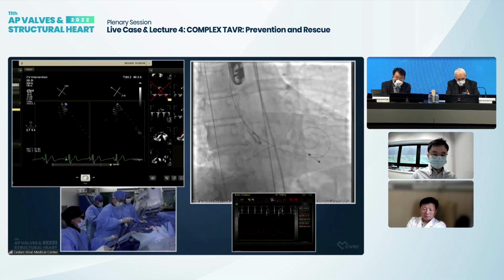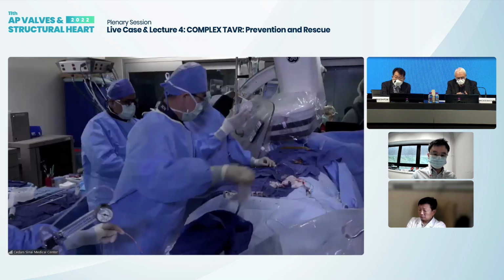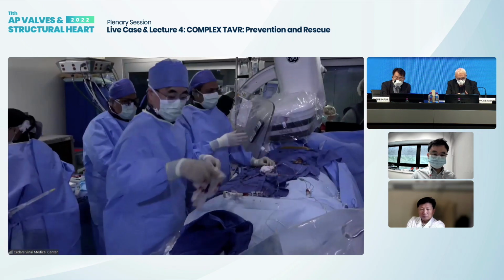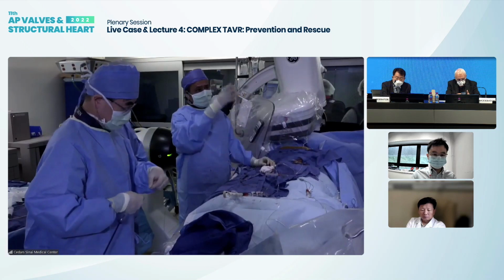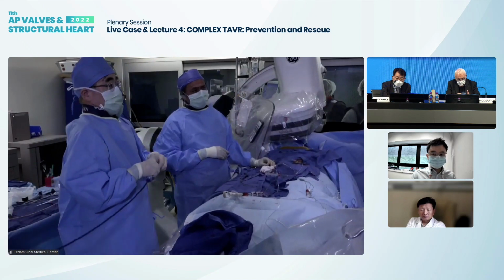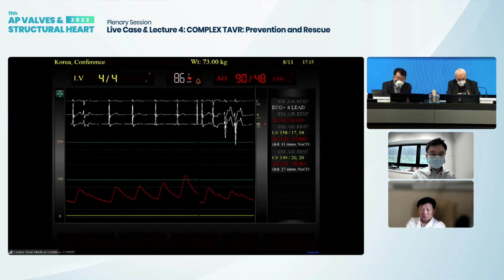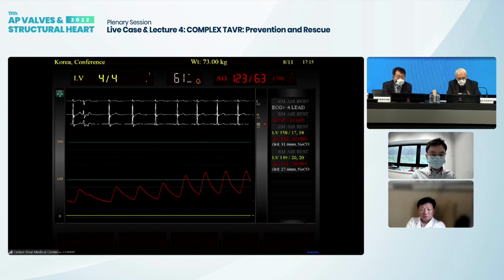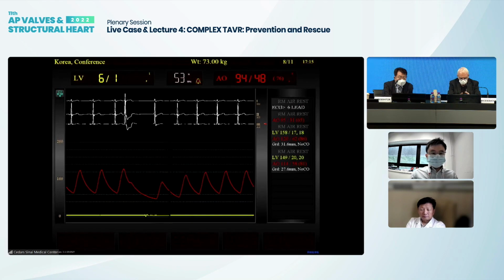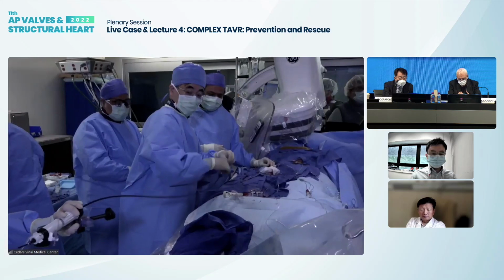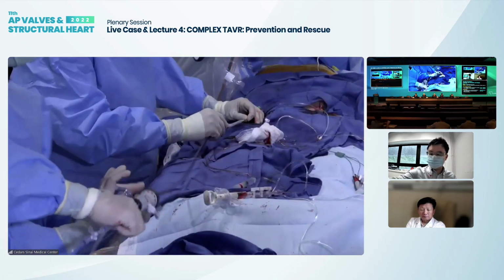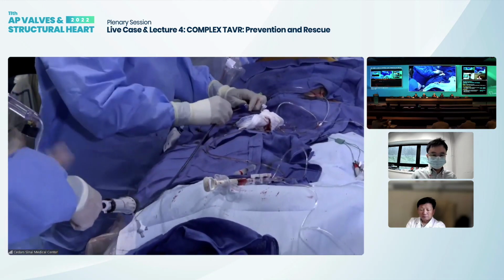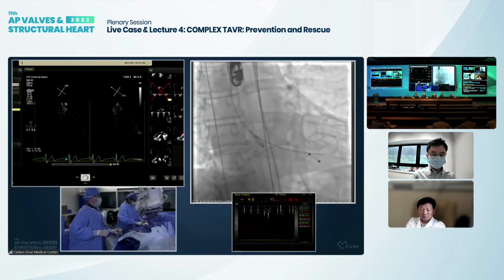Okay, so you saw that we dilated, as we were talking, we crossed the valve, we changed the wire, and we got the gradients. Can we show the gradients? Is it possible to go back and show the gradients? The gradients were high, but not as high as we thought they would be. So we are going to advance this.